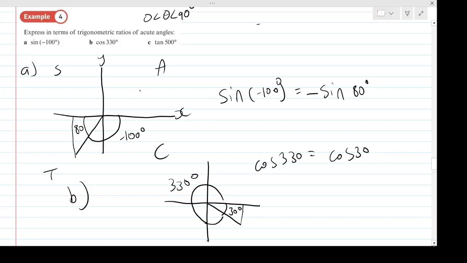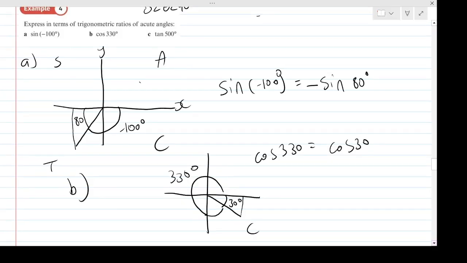And this is where the CAST part of it will come into play. So we'll label it CAST in this way. In this fourth quadrant here, we notice it's C. So cos is positive, right? The cosine of an angle is positive at this point. So that means indeed it's just going to be plus 30, because cos of 330 will also be positive. So we can equivalently express cos 330 as cos of just 30, okay?